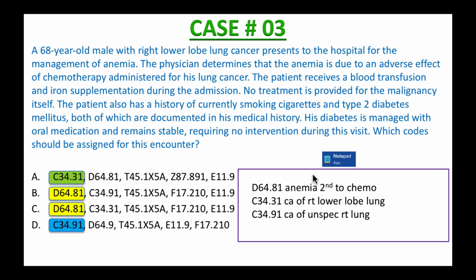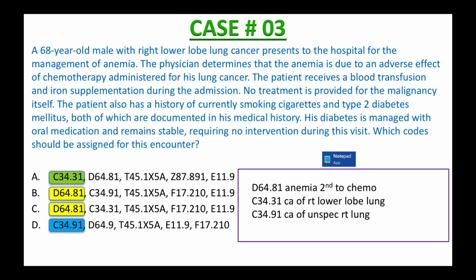Based on what you just typed in Notepad, you have three codes. D64.81 is for anemia due to chemotherapy, and the two C codes are for cancer. However, the only difference between these two codes is that C34.31 is for cancer of the right lower lobe of the lung, while C34.91 is for cancer of the unspecified right lung. After this step, based on the code descriptions, you should have an idea that this case involves cancer or malignancies.